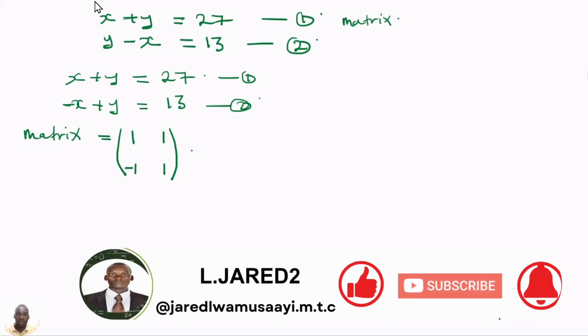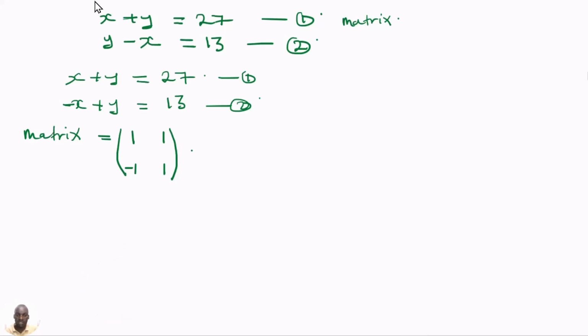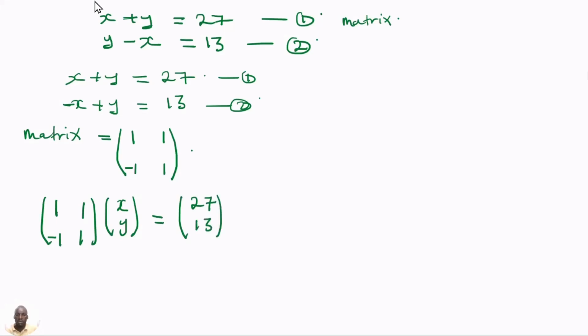So let us now represent these simultaneous equations using the matrix method, or in matrix form. Simply it means that we are going to have the matrix 1, 1, negative 1, 1 multiplied by x, y, equal to 27 and then 13. So this is the same as these equations we have here. Then from here we are going to apply the matrix method of solving it.